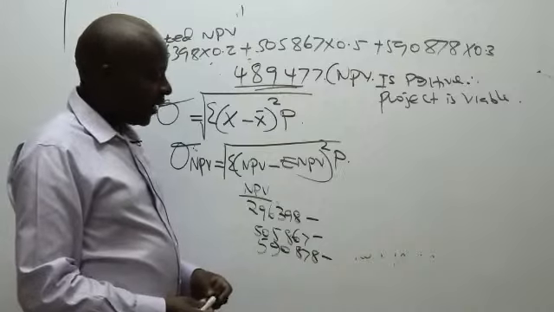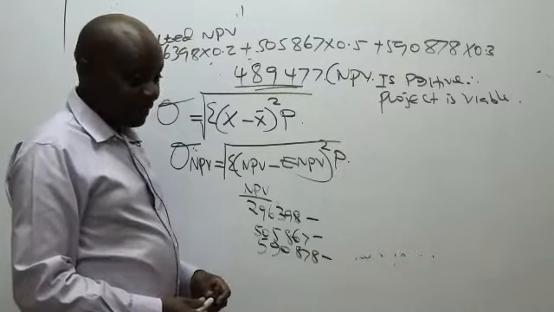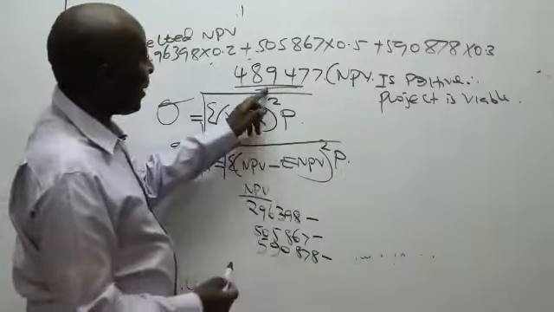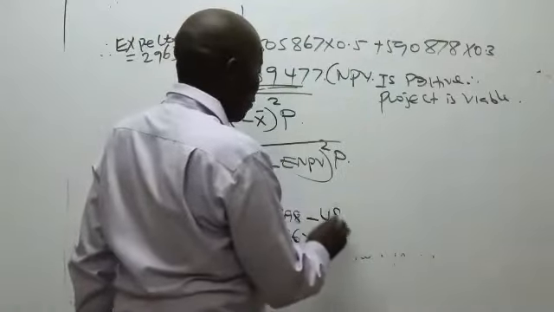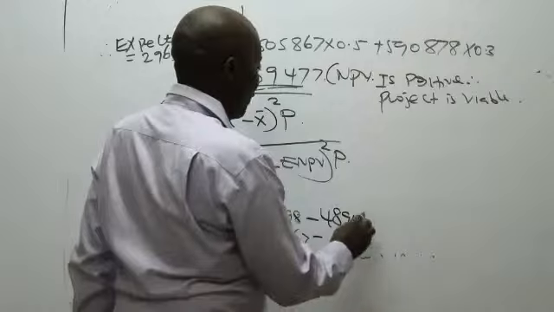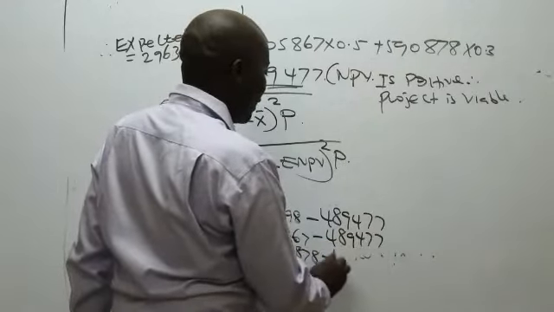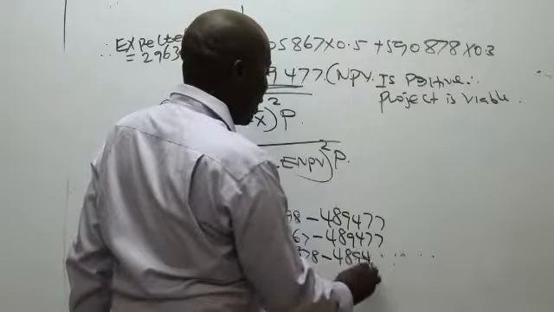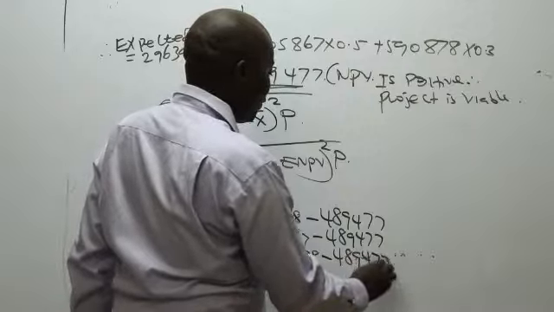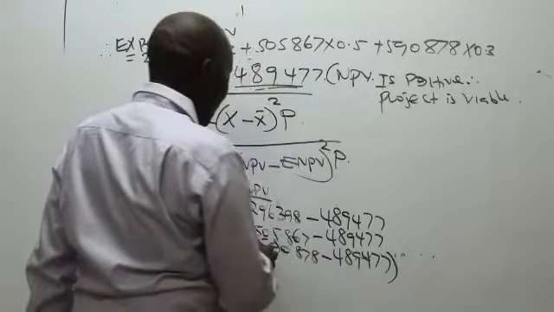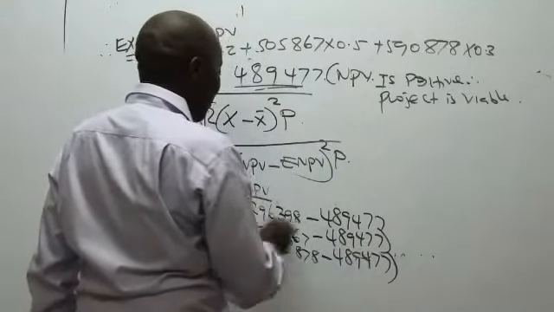Expected net present value. Do you see it anywhere? We had this here: 489, 477. This one does not keep on changing. This one stays the same. 489, 477. And then you'll come here and square whatever numbers you get.